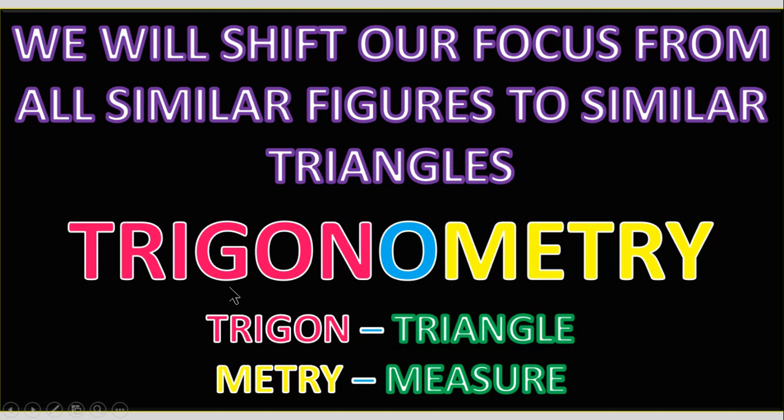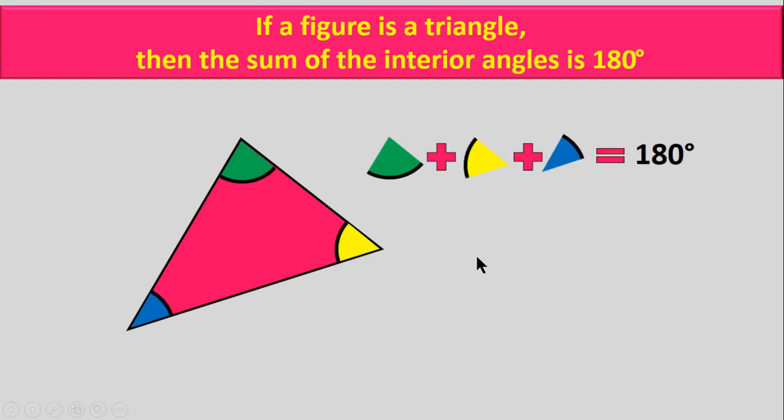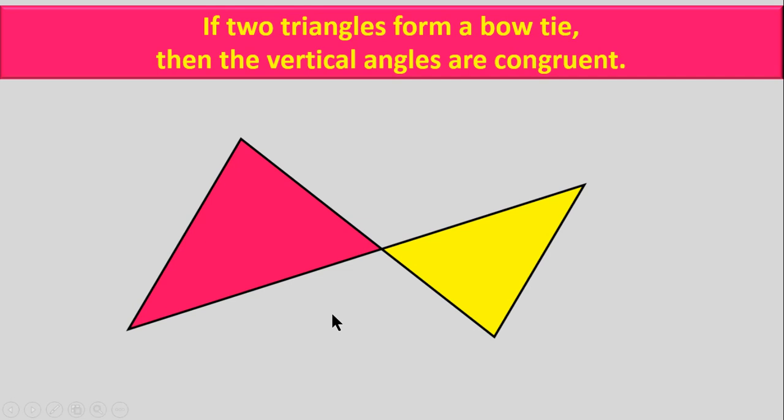Now we're going to learn about triangles, and we're working towards learning trigonometry. So first, we're going to review a couple of things that are important about triangles. The three interior angles of a triangle must always have a sum of 180 degrees. We're going to use that quite a bit. If we have a pair of triangles and they form a bow tie, we will always have one pair of congruent angles. Those are the vertical angles in the picture.